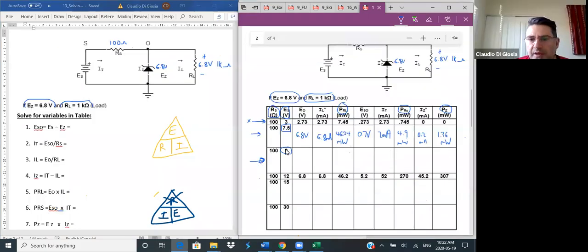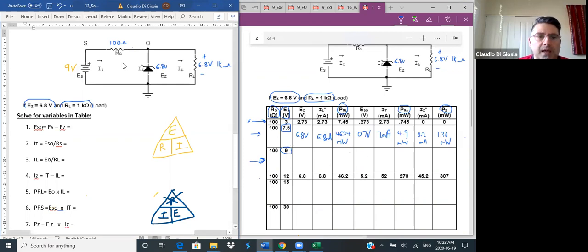Okay, so I'm looking at the 9 volts. I want to solve for all these variables here. On the left here, since it's 9 volts, I'm going to write down 9 volts right here. And I'm going to solve for all the variables listed here: EO, IL, PRL, ESO, IT, all of them. What I've written down here already is what's given.